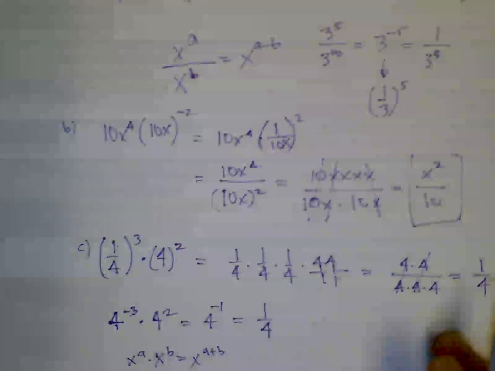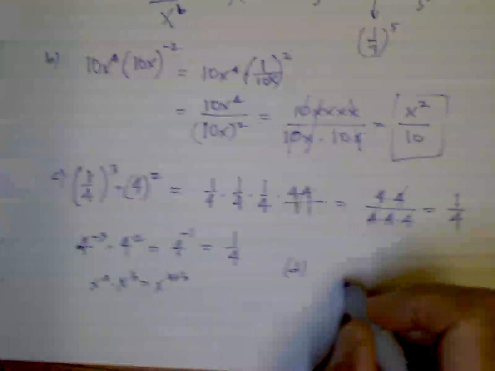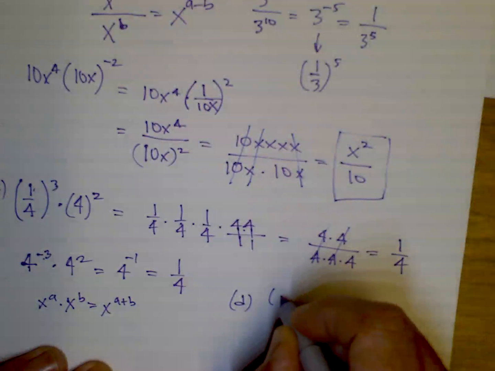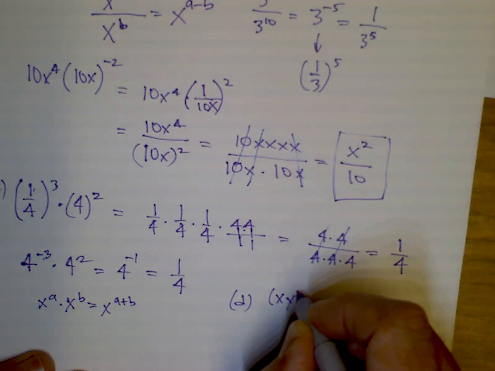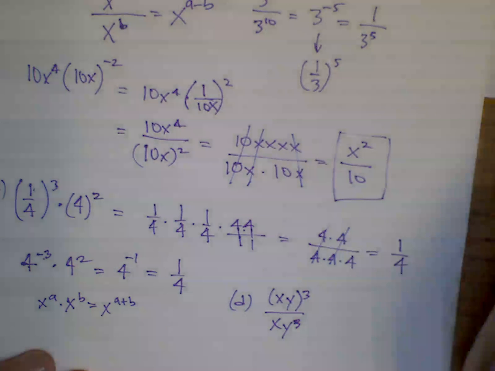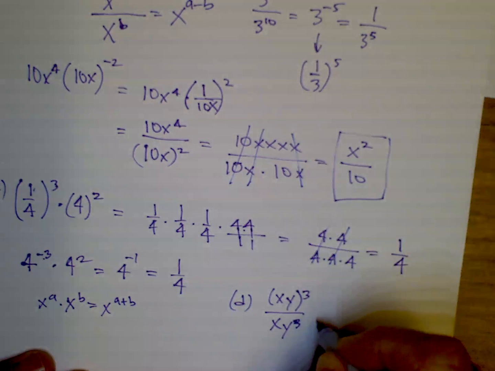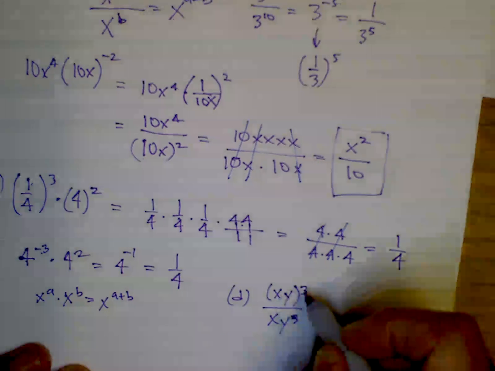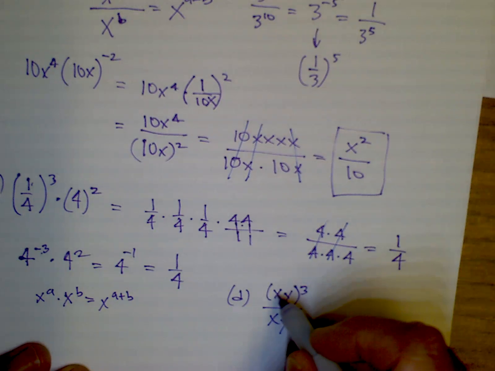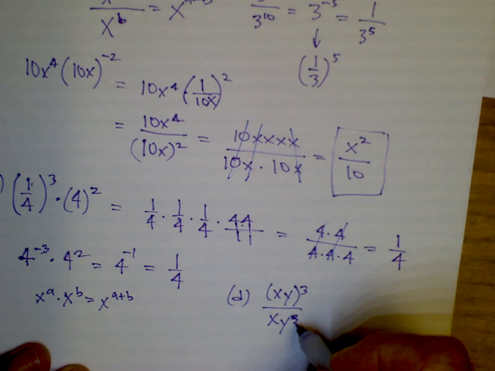All right, last one, D. I'm going to just rewrite it so you see it. So D is xy all to the third over xy to the third. Make sure that's what it says, yes. So remember that in the numerator, the exponent of 3 affects both the x and y because of the parentheses. In the denominator, the exponent of 3 only affects the y because the x is not in parentheses. The 3 does not affect the x.